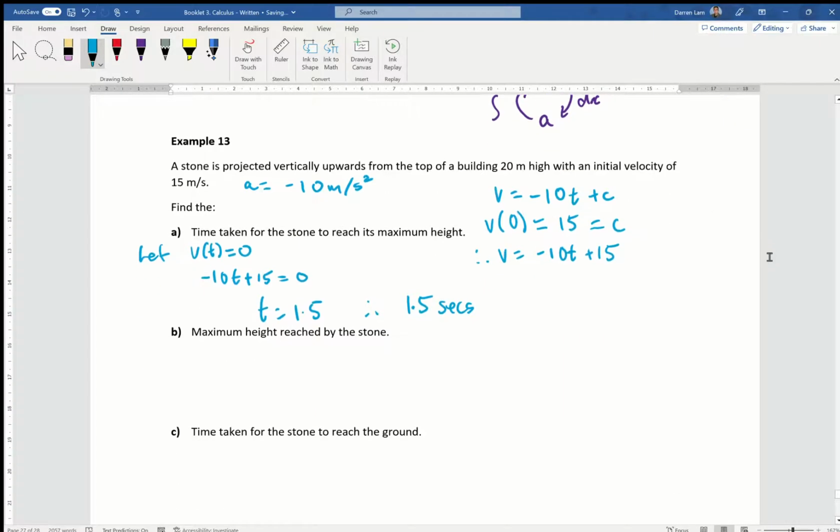Now, to find the maximum height reached by the stone, in this case, we actually do need to find the displacement formula, remembering that our displacement formula, x, is the integration of our velocity, which means that x of t equals, I'm going to anti-differentiate that, which I'm assuming you're comfortable with, negative 5t squared plus 15t plus c.